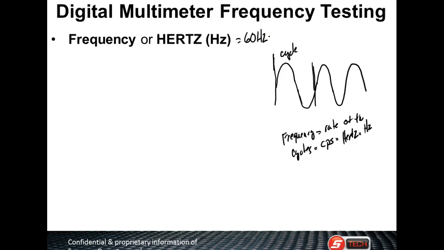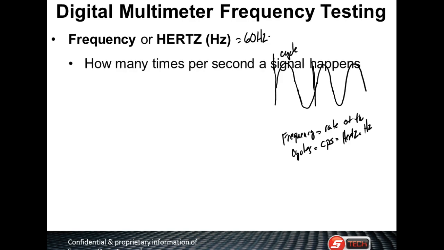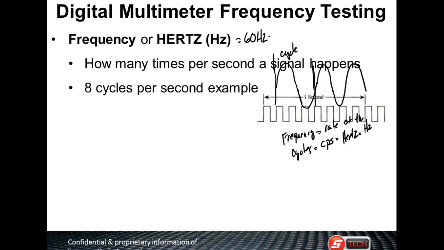So what we need to do in variable frequency drives that we find on a lot of our motors now, these guys, that's one of the things they're doing is varying the frequency. And the frequency and the voltage is what sets the speed. How many times per second a signal happens? 8 cycles per second, for example. So what they're doing over here is they've got 8 cycles.